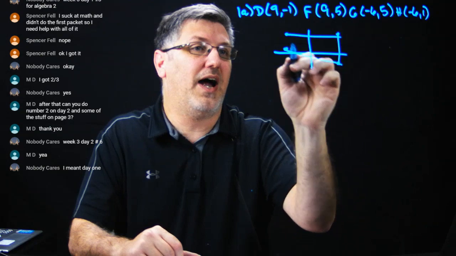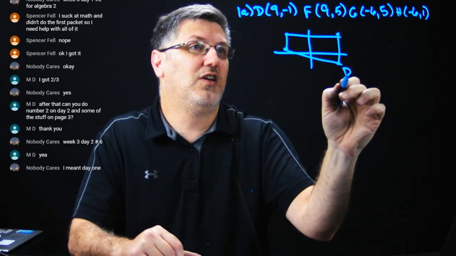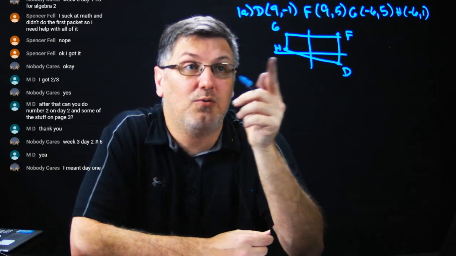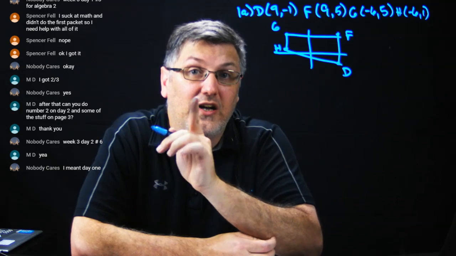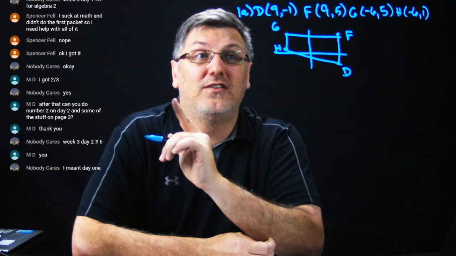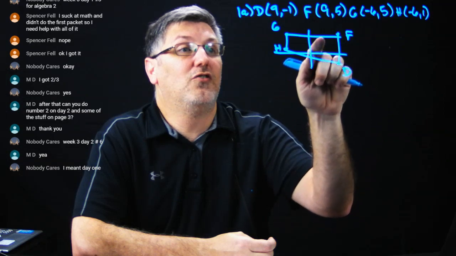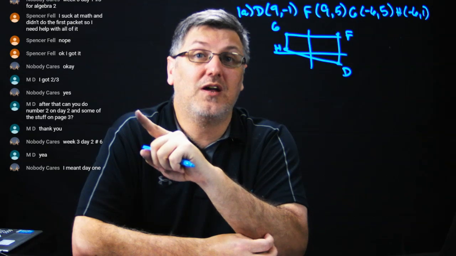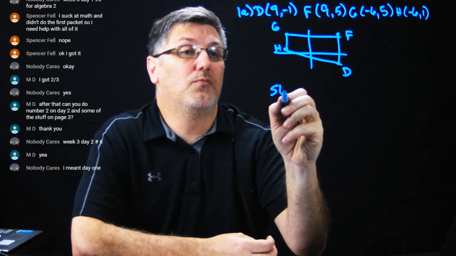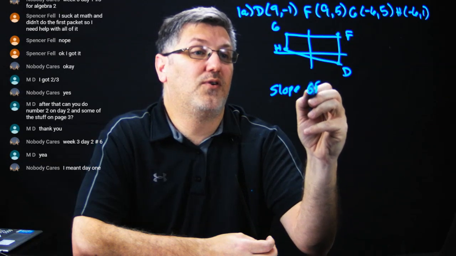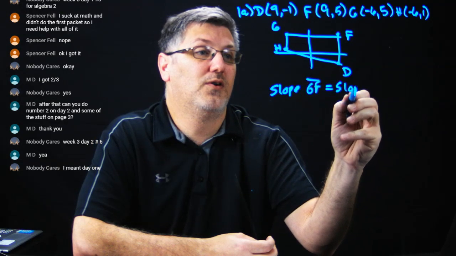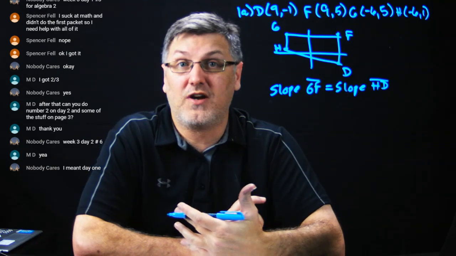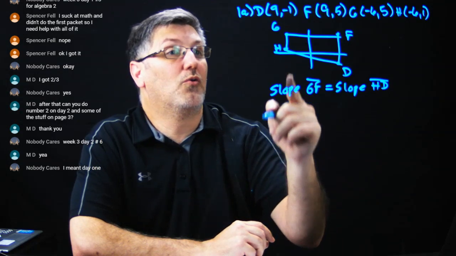So right off the bat, if this is D, F, G, and H, if I want to show that this is a rectangle, it already doesn't pass the eye test, but I need to show it mathematically. My best bet is to do these 2 sides right here, because for it to be a parallelogram, the slopes have to be the same. So if the slope of segment GF does not equal the slope of HD, then it's not a parallelogram, and I can stop. It can't be a rectangle if it's not a parallelogram. So we're just going to throw this in here.